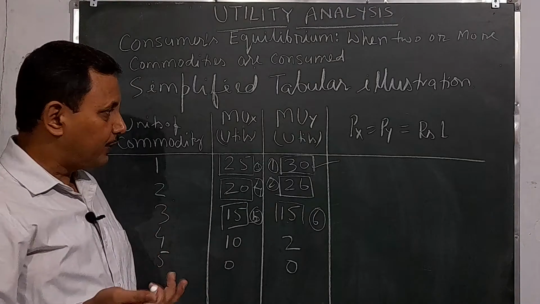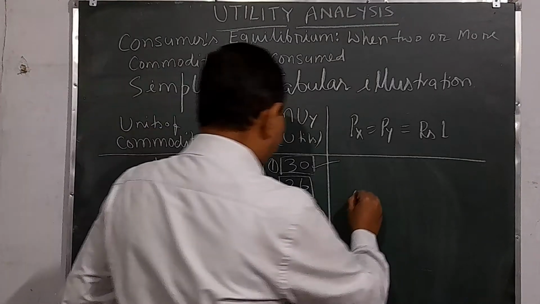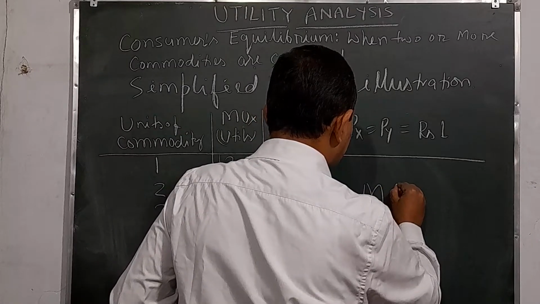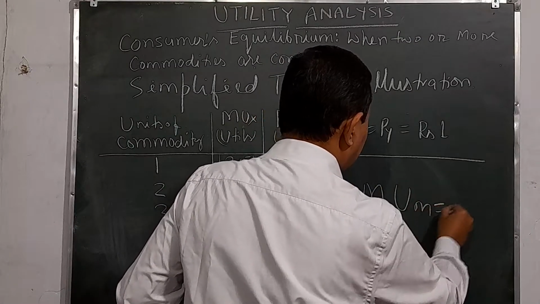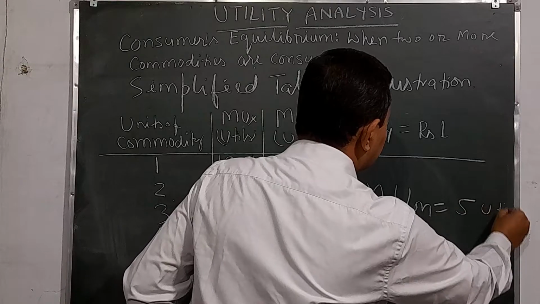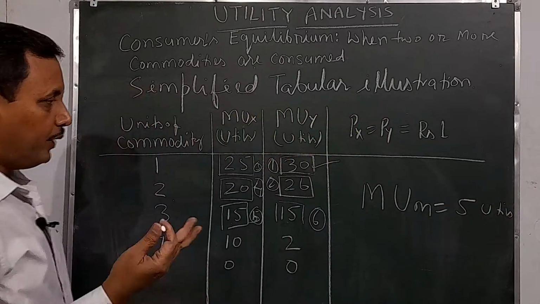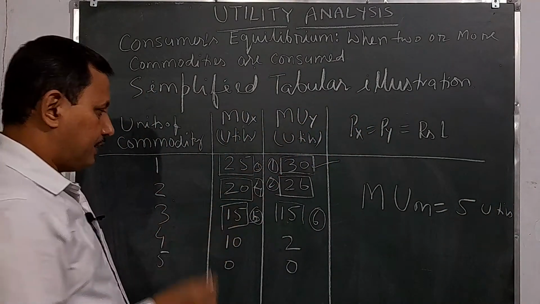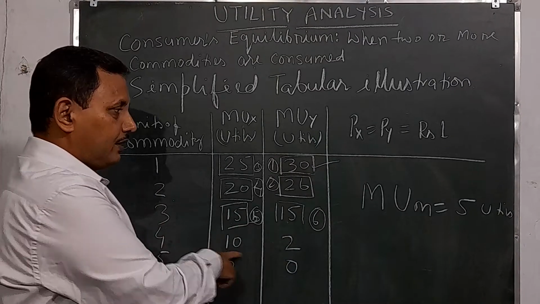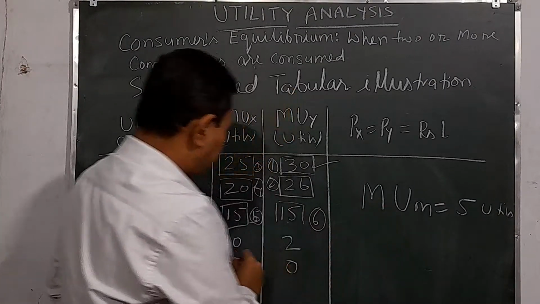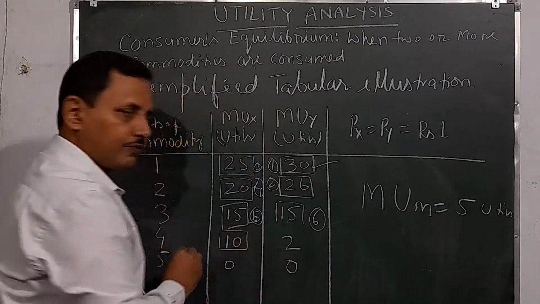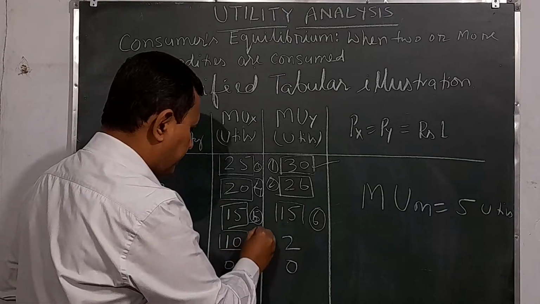Again, if he has a seventh rupee, where should he spend it? He will also see what the marginal utility of money is. Say the marginal utility of money is 5 utils. Where should he spend the seventh rupee? Here he is getting 10, which is more than the MUM, so he would like to consume this one. For the seventh rupee he will consume this one.